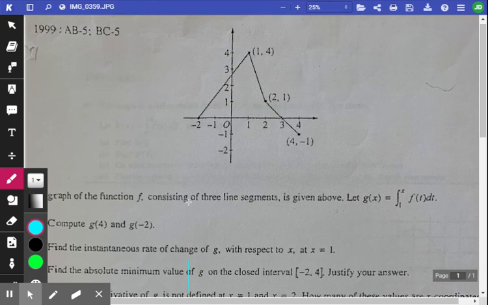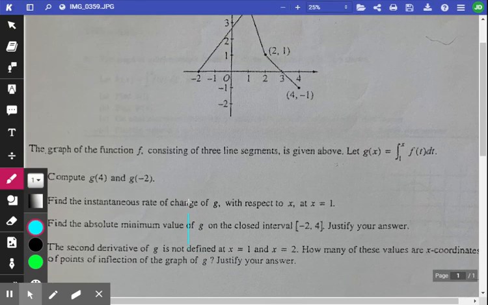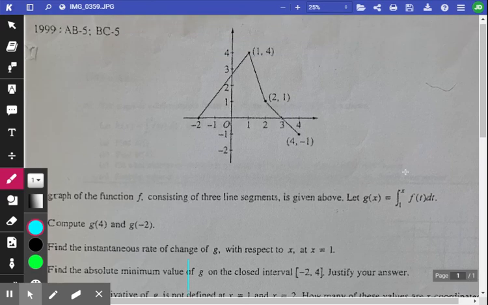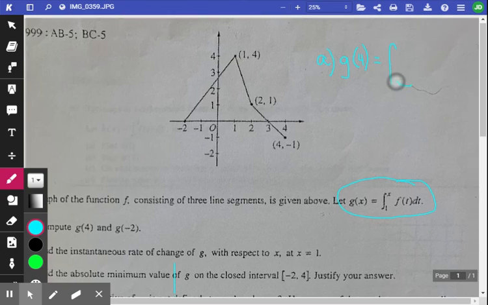All right, so I'm going to keep going back and forth between the picture and the questions. So first compute g of x equals the integral from 1 to x of f of t. So compute g of 4 and compute g of negative 2. I'm going to put this answer up here. Okay, so if I'm going to compute g of 4, that is going to be the integral from 1 to 4 of f of t dt.